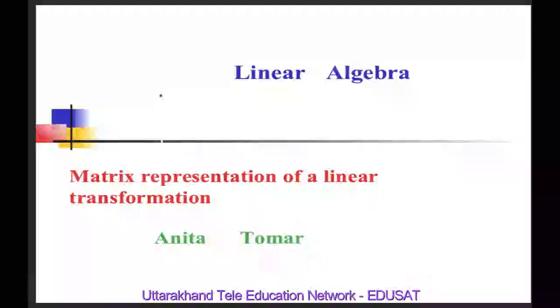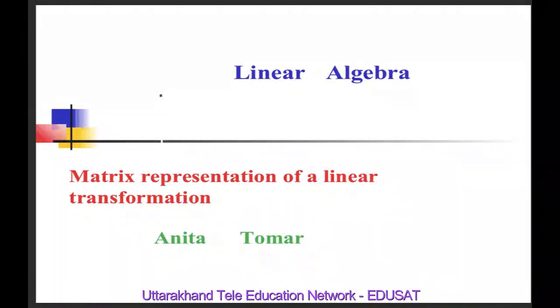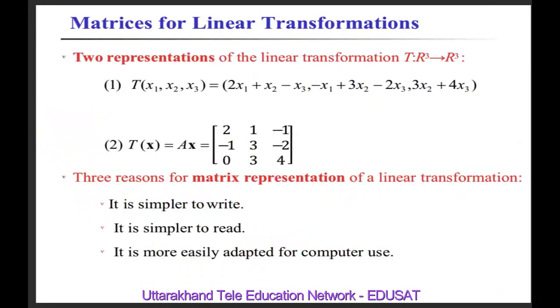Good morning. Today we will study matrix representation of a linear transformation. In usual notation, the linear transformation T from a three-dimensional real space to three-dimensional real space is denoted as T(x1, x2, x3) equal to (2x1 plus x2 minus x3, minus x1 plus 3x2 minus 2x3, and 3x2 plus 4x3).